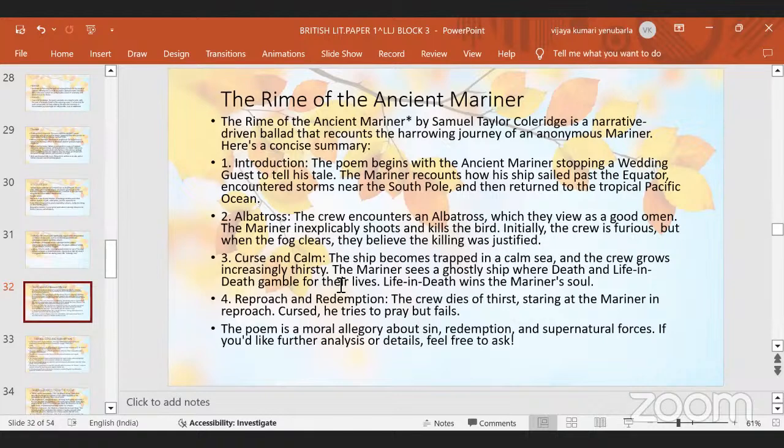This is the situation. The mariner sees a ghostly ship where Death and Life-in-Death gamble for their lives. So now the mariner couldn't move, he is just observing.